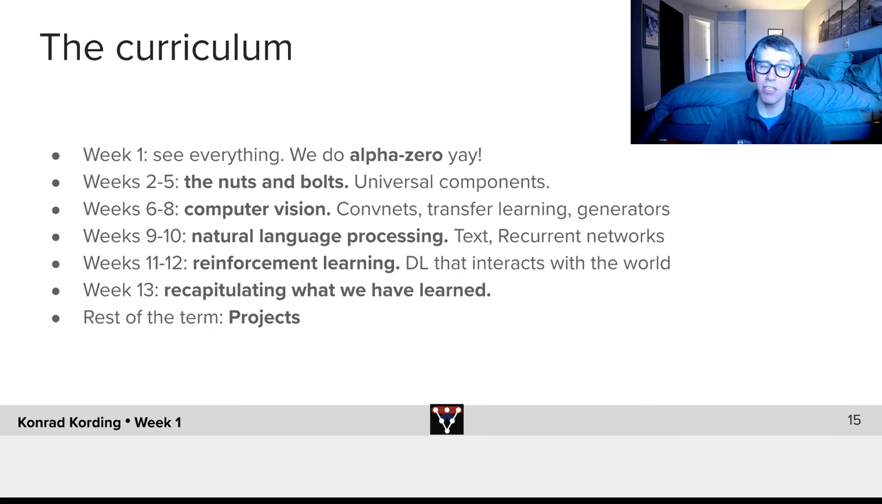Then in weeks 11 to 12, we'll talk about reinforcement learning, about deep learning systems that interact with games, or more interestingly, with the real world. And then lastly, in week 13, we will recapitulate what we have learned so far. So there, we will basically put all the things that we learned so far together to make sure that we really don't forget them and that we have full mastery of them. And then for the rest of the term, we will be working on projects where, guided by your TAs, you will all choose some really cool deep learning problems and solve them in the time that you have.